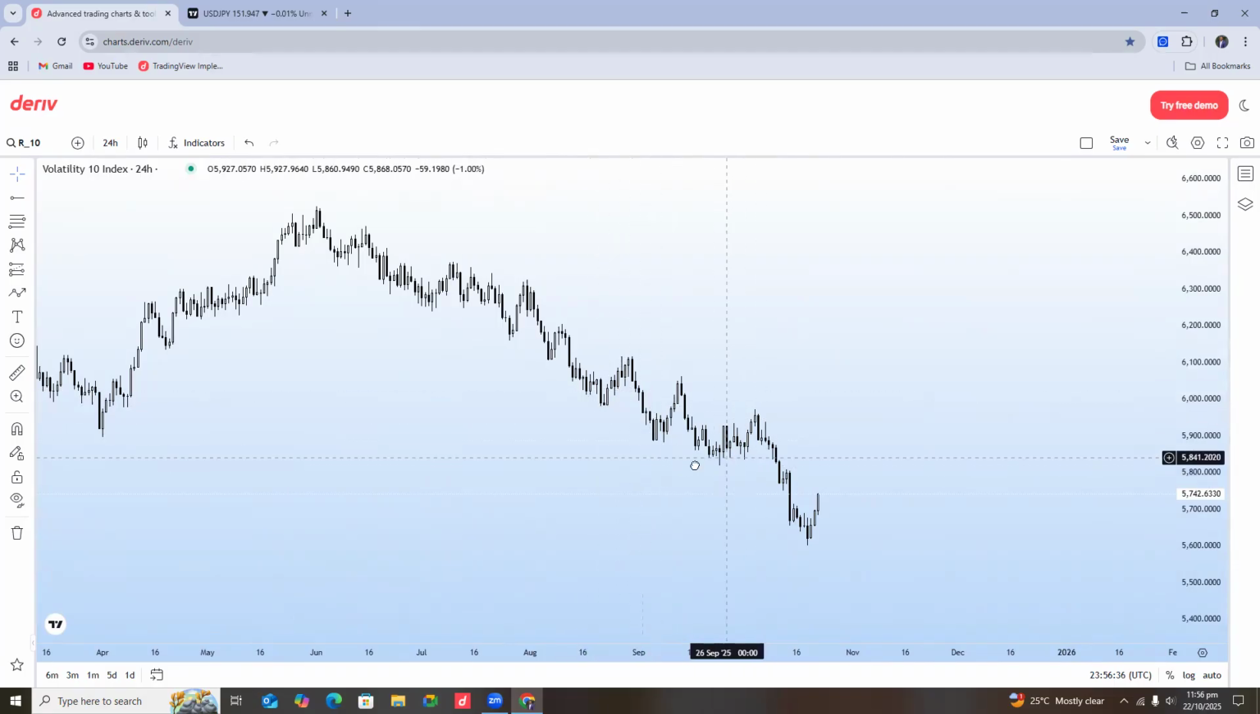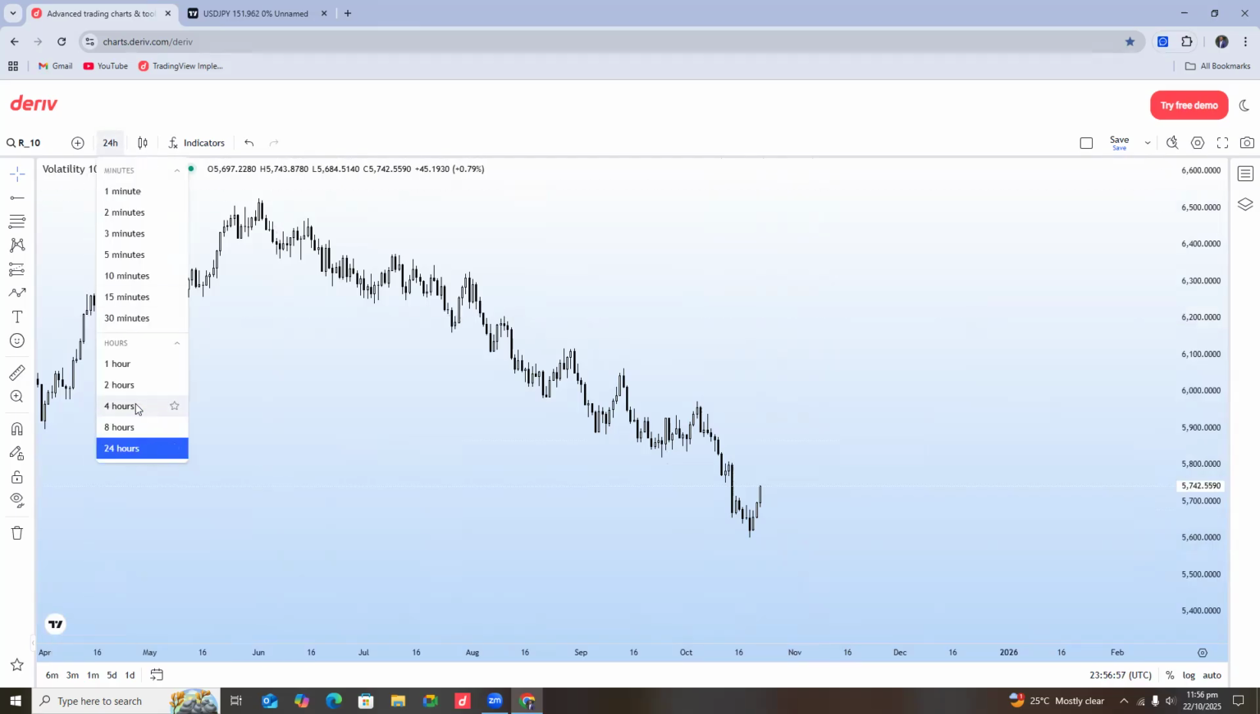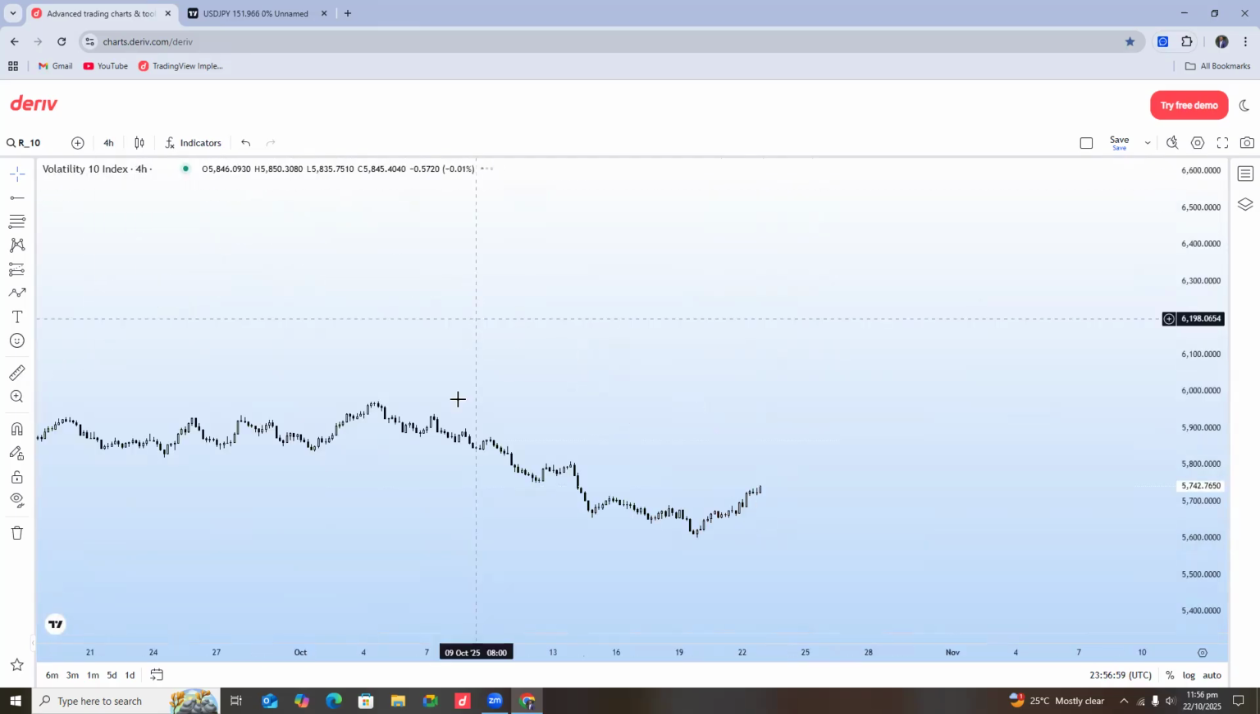But we can see something is happening. After this was a lower low, this was a lower low, price should have broken this low to form another lower low. That's not what has happened. We are seeing continuous buy candles. Something is happening. Let's go to H4 and see if we will get the picture clear.